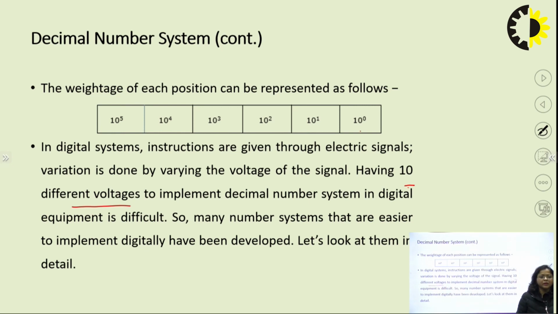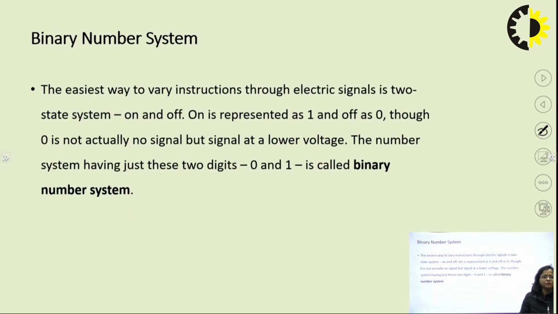It is quite difficult to implement such a system in digital equipment, so we move towards the binary number system. It is basically the easiest way to vary instructions because it is just a two-state system, that is on and off. On is represented by 1 and off is represented by 0. And hence the base of this number system is 2.